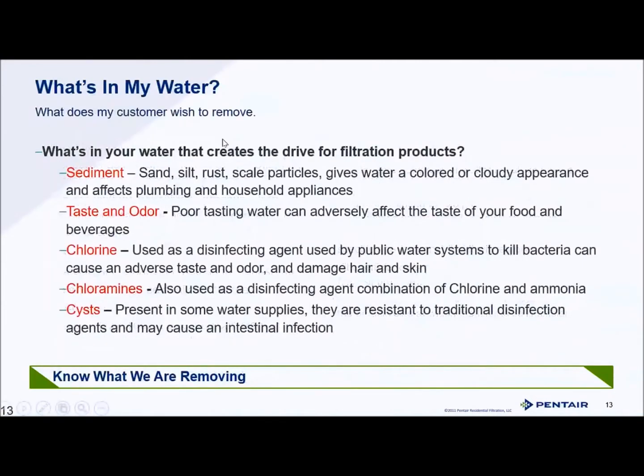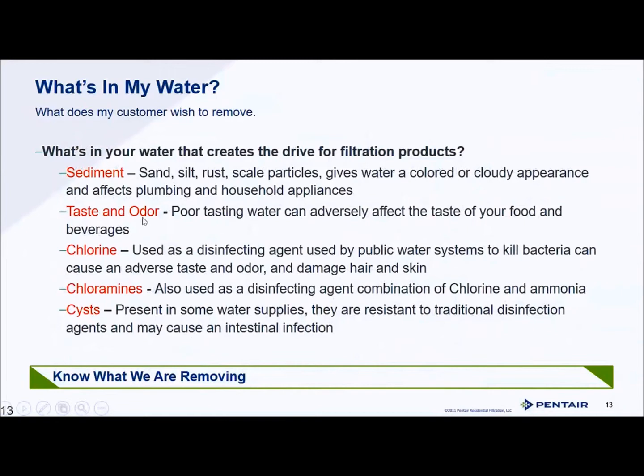So the other thing is, what's in my water that I want to remove as we go to select these carbon filters? Sediment, anything from sand, silt, rust, scale, particulates, all this stuff has different characteristics. It's going to load a filter differently. You're going to want to pick what's best for your environment, especially silt. That's really soft and mushy stuff. It's going to load up a filter and plug it.